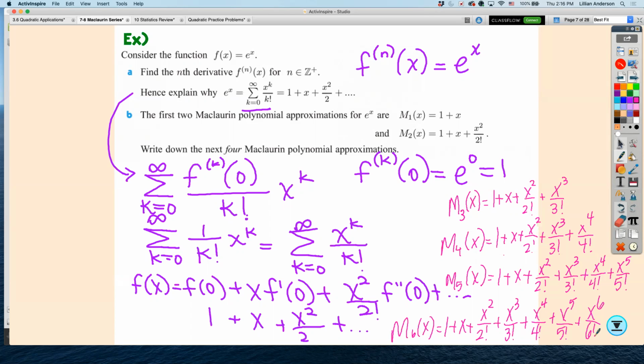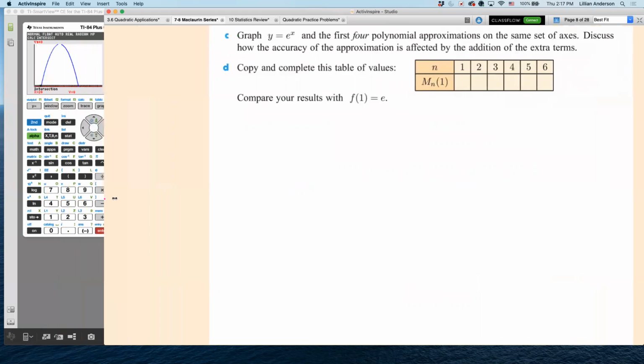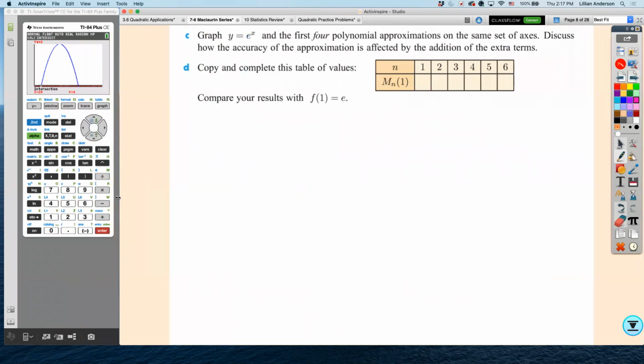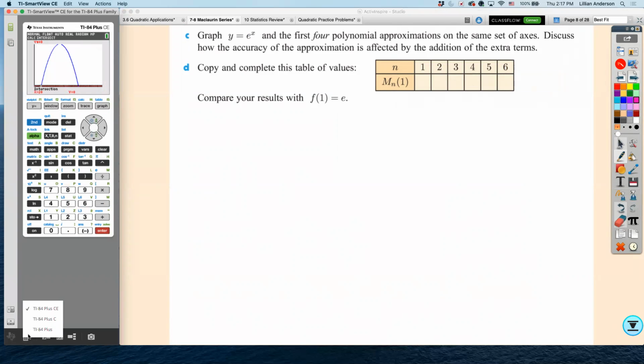Now C says that we have to graph e to the x and the first 4 polynomial approximations on the same set of axes. Discuss how the accuracy of the approximations is affected by the addition of the extra term. So let's take a look here. Pull up my calculator. So I'm going to make it a little bit bigger, but it's fine.